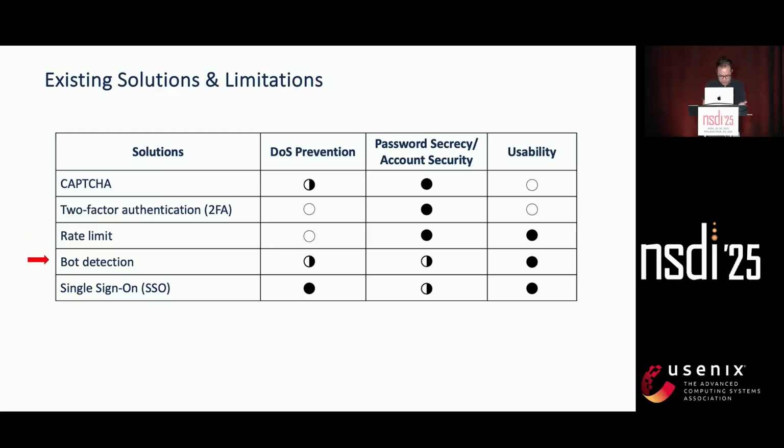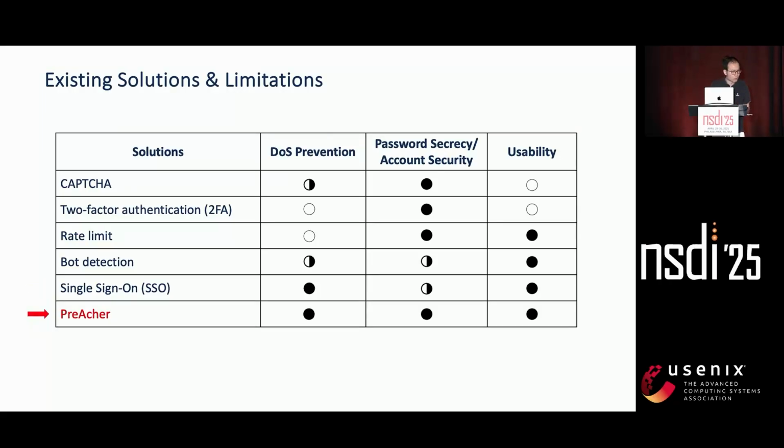Nowadays, CDNs may also provide bot detection mechanisms, but these are usually based on machine learning and behavior analysis, so they cannot avoid false negatives or false positives. Finally, some websites may use single sign-on. For example, you can use your Google account to log in to other websites. But single sign-on may lead to a single point of failure. If your account at an SSO provider is compromised, then all associated websites are at risk.